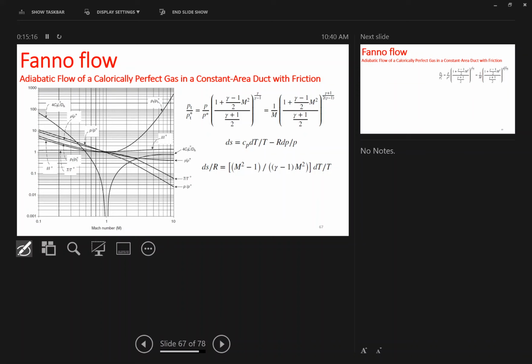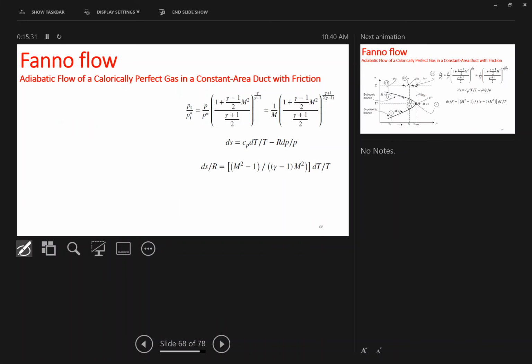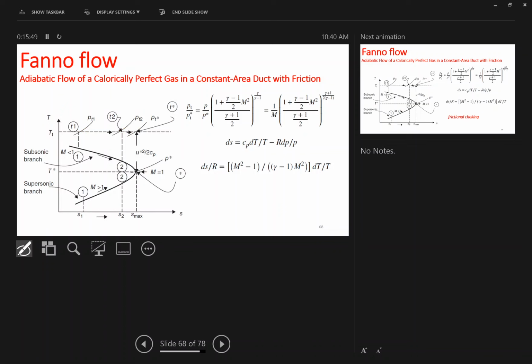But the plot that we really care about is the TS diagram, right? We are going to use the Gibbs equation again, the famous Gibbs equation, and the same as the Rayleigh flow, we can play with that Gibbs equation and come up with the changes of entropy with respect to changes in temperature. So we will be able to plot the TS diagram. If you plot the TS diagram, you will get something like this.